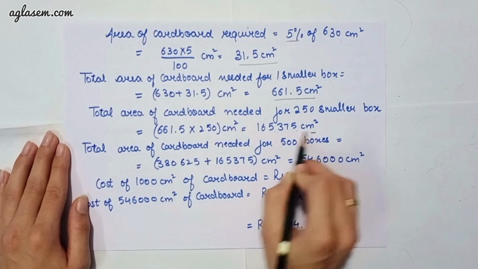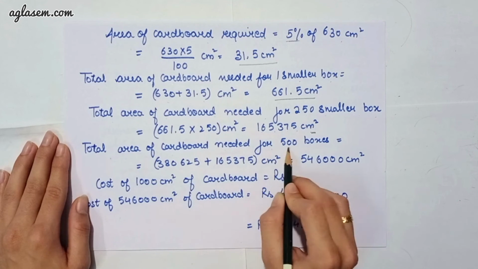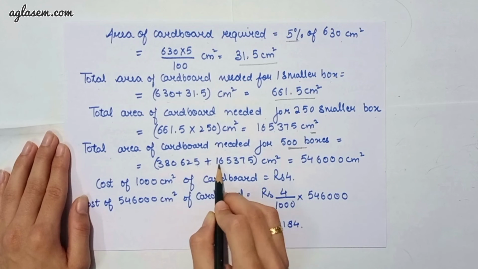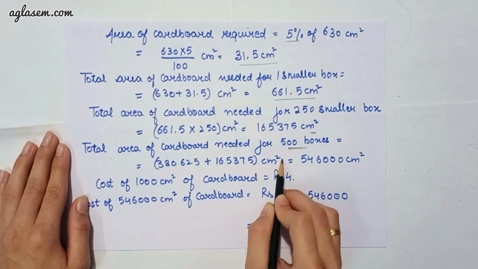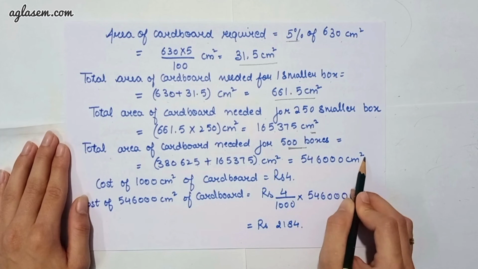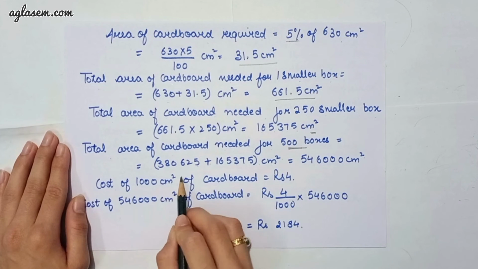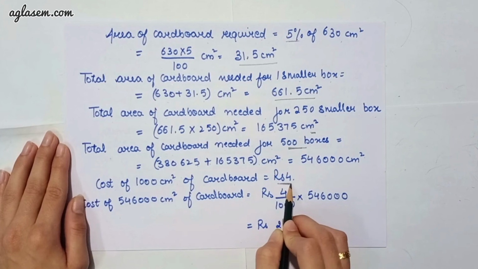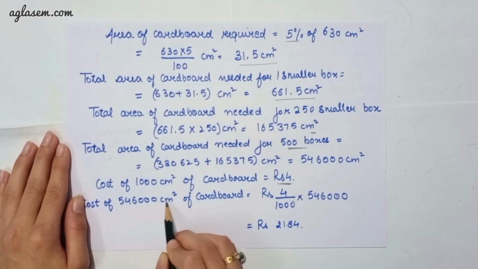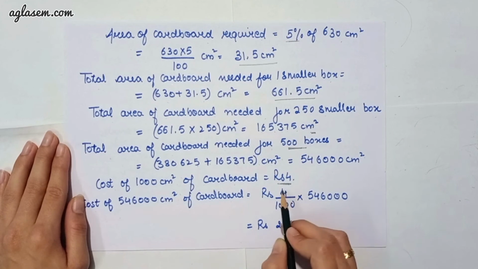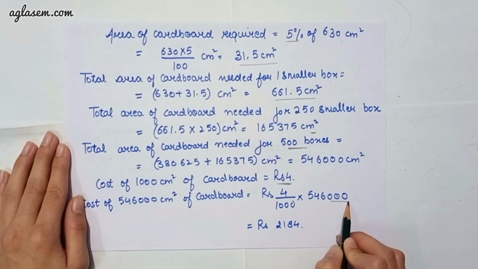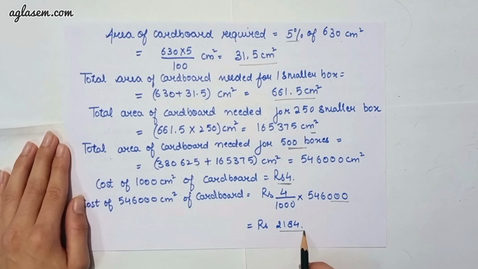centimeter square. Now total area of cardboard needed for 500 boxes will be 380,625 plus 165,375 centimeter square, which will give you 546,000 centimeter square. Now the cost of 1000 centimeter square of cardboard is given to us, that is 4 rupees. So the cost of 546,000 centimeter square of cardboard will be 4 divided by 1000 into 546,000. So our answer will be rupees 2184.